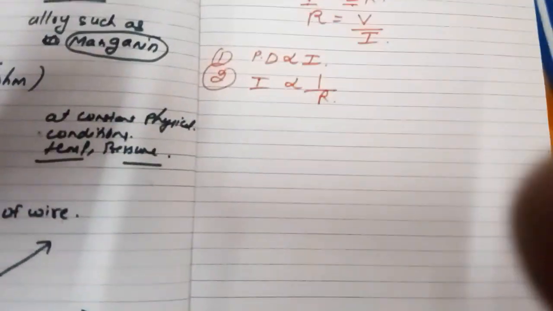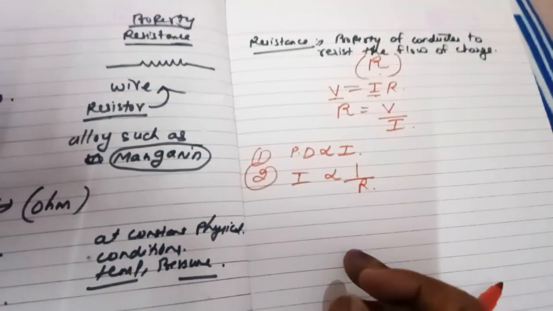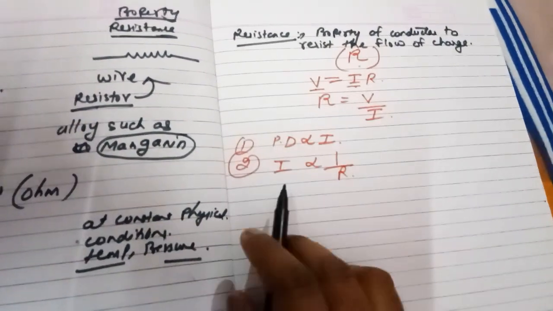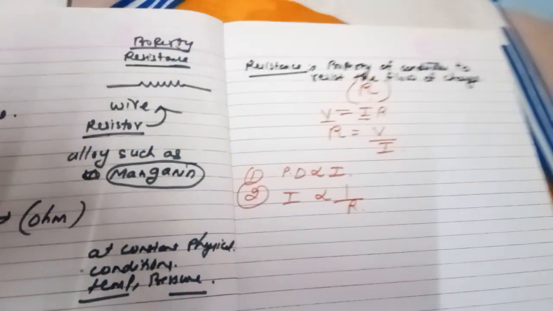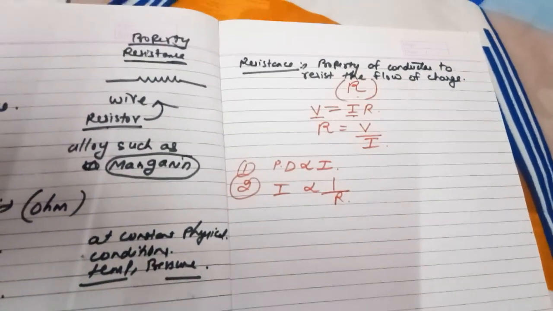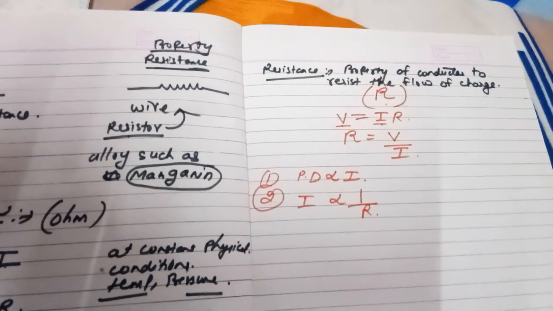When we increase the potential difference, the current also increases. When we decrease the potential difference, the current also decreases. And when we increase the current, the resistance decreases, because resistance is a property of a conductor to resist the flow of charge, meaning to oppose the flow of charge.